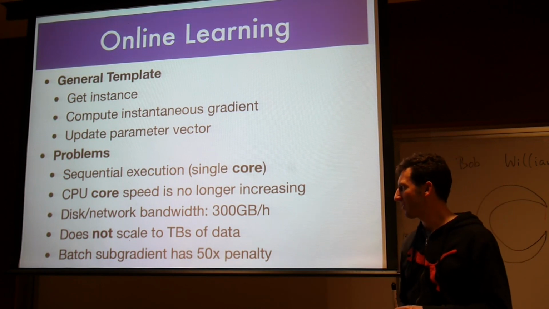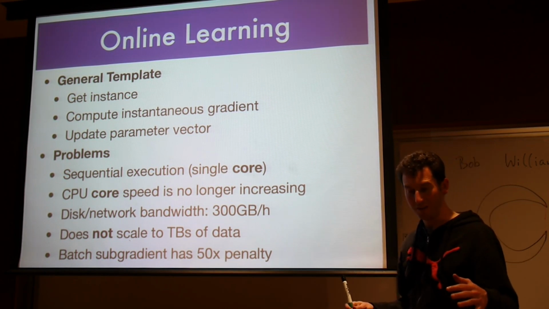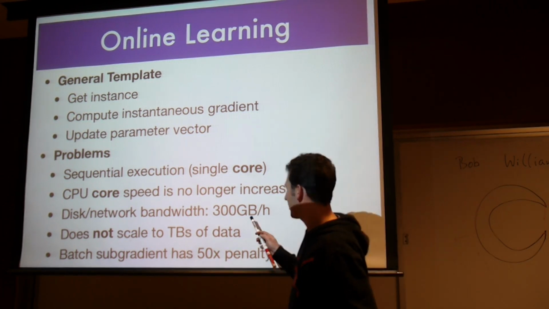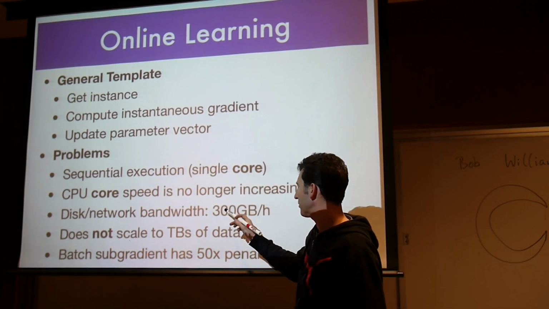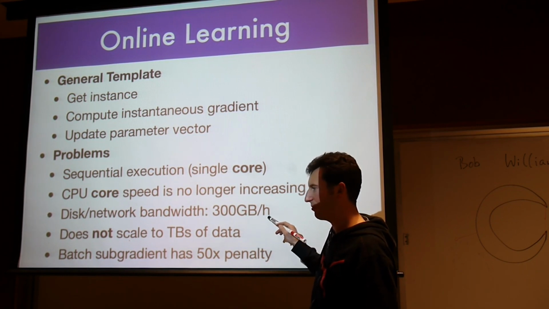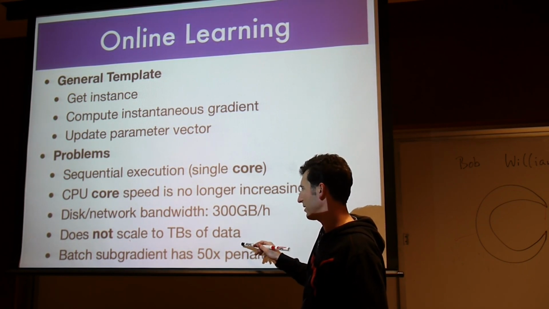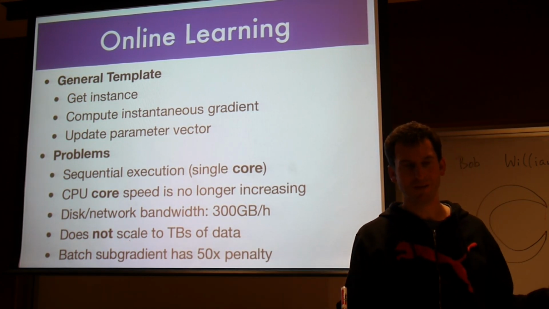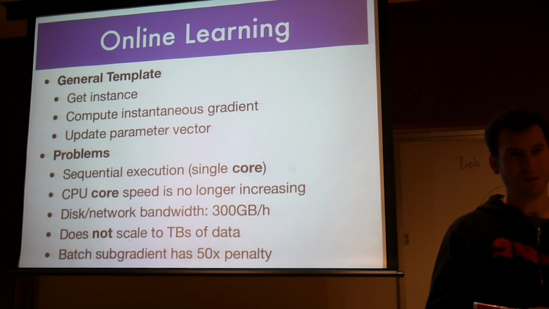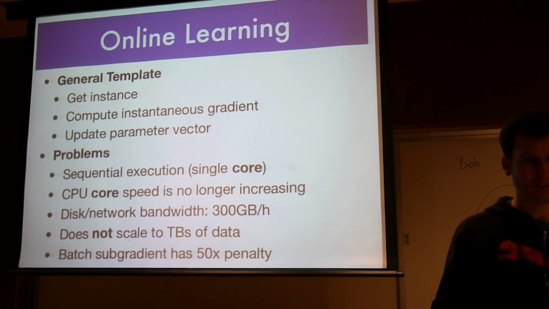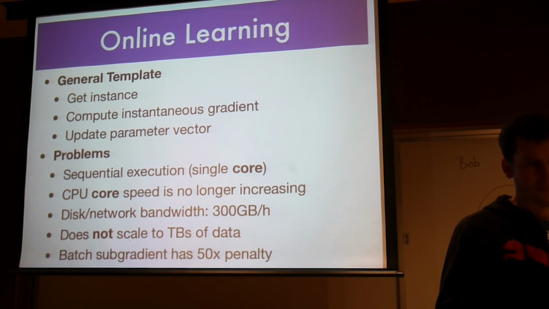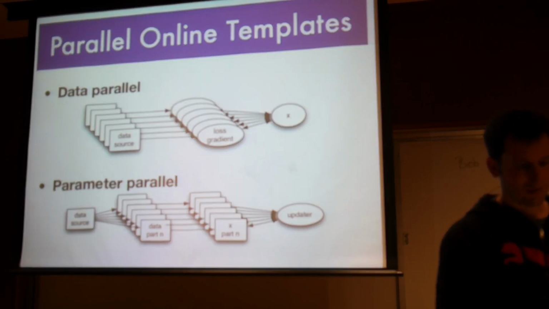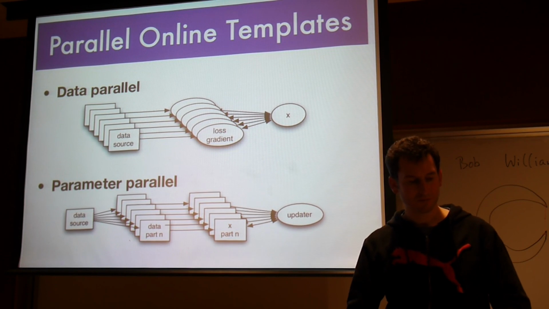And I mean, they are not even just machine sequential, but core sequential. And if you look at your disk, well, it's going to maybe give you 300 gigabytes an hour throughput, and it doesn't really scale to terabytes. And if I use a batch subgradient, then I need to compute maybe twice as many subgradients as I take update steps. So it's about 50 times slower. So can we actually parallelize things? There's a couple of ways you can do it.